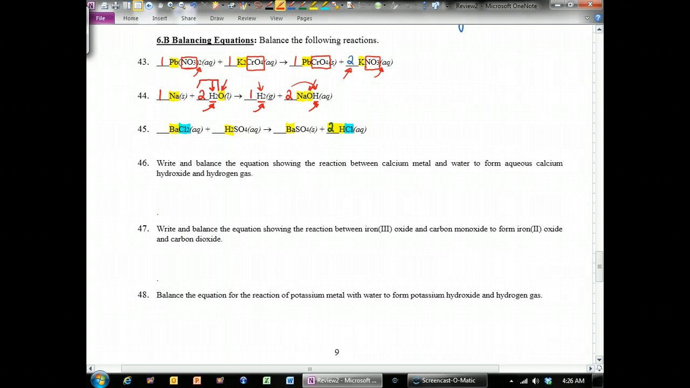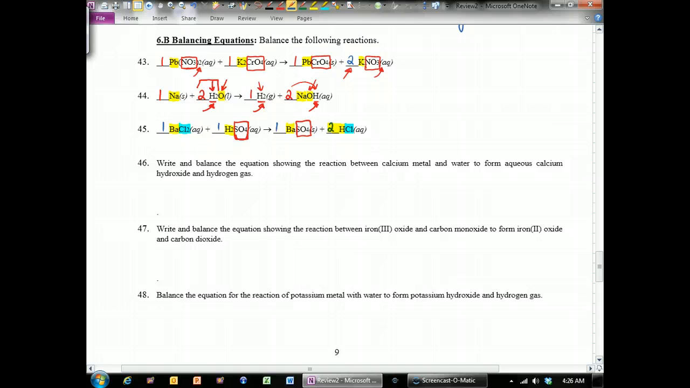So my next thing I look at is my SO4. This is a polyatomic ion, so I treat it as a unit. There's an SO4 on both sides. So my answer is 1, 1, 1, 2.